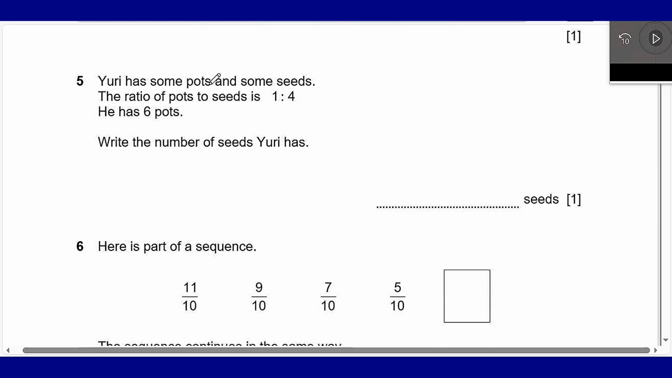Yuri has some pots and some seeds. The ratio of pots to seeds is 1 to 4. He has 6 pots. Write the number of seeds Yuri has.